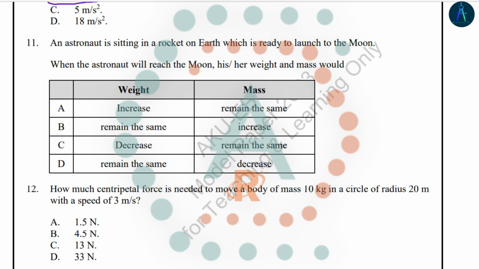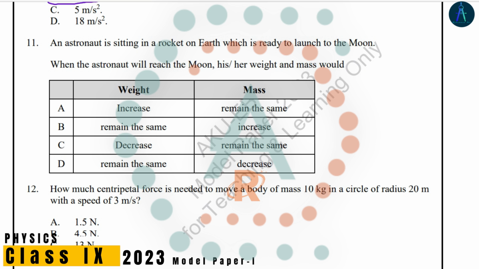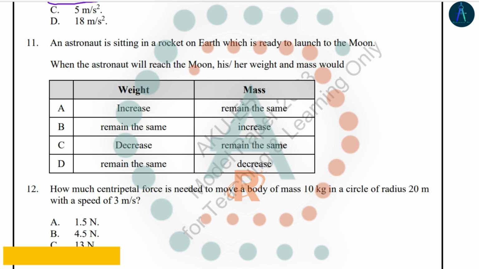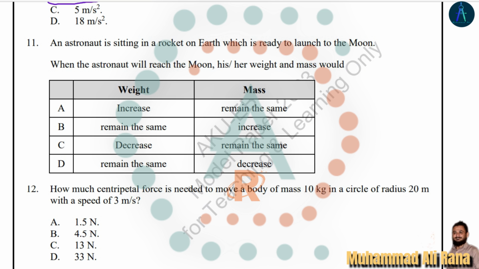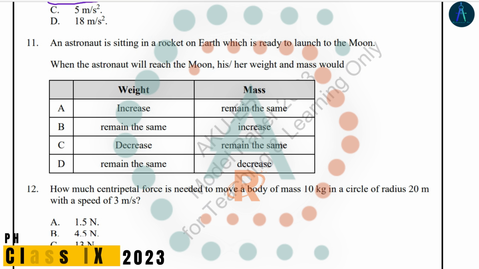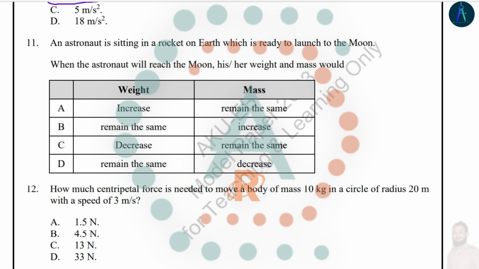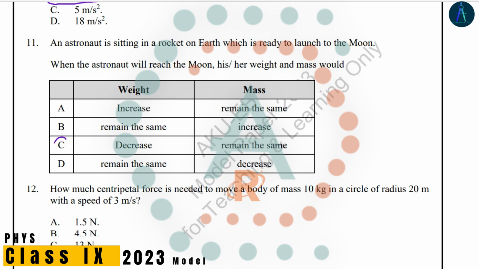An astronaut is sitting in a rocket on Earth which is ready to launch to the moon. When the astronaut reaches the moon, his mass and weight would... So as we know that mass is a universal constant, so mass will remain the same. While the gravity on the surface of the moon is less than that of the Earth, so the person would be heavier on Earth as compared to his weight on the moon. So the weight will decrease while the mass of that astronaut will remain the same.